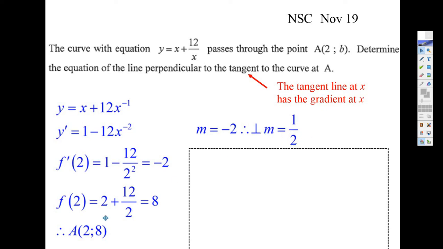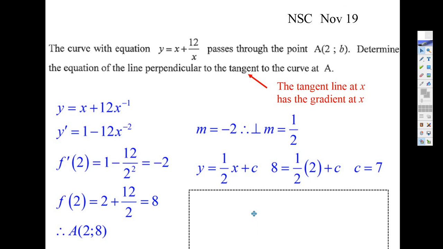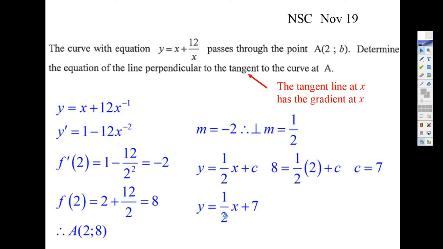Well, holy cow, that's pretty good. We've got the gradient, we've got a point, so we can find the equation of the line that goes through that point. The line is y equals 1/2 x plus c, because that's the gradient of the perpendicular. All we've got to do is put 2 in for x, 8 in for y, solve it, we take away 1, we get c is 7. Bingo, we've got our equation, y equals 1/2 x plus 7. That's the equation of the perpendicular line to the tangent.